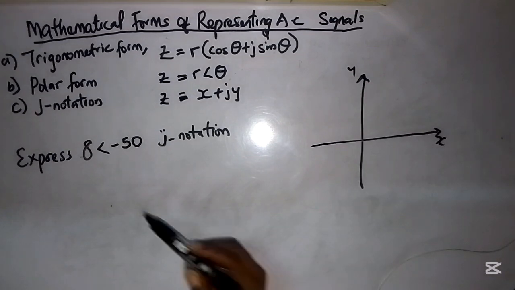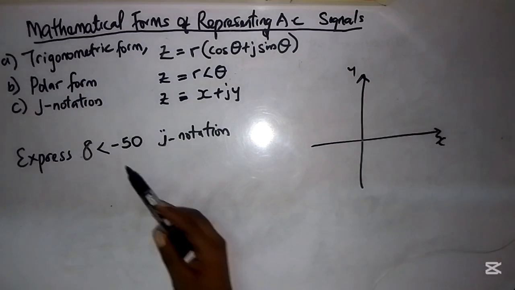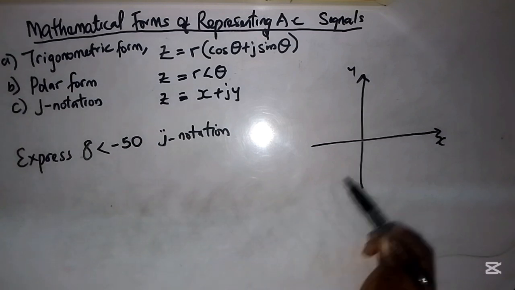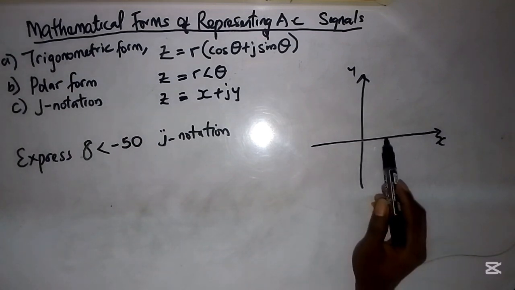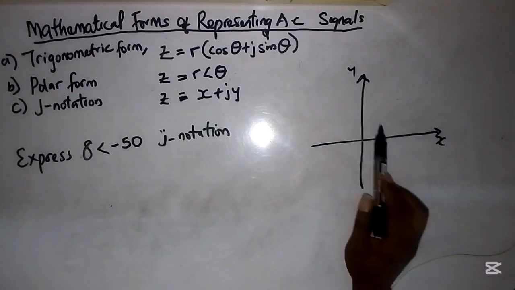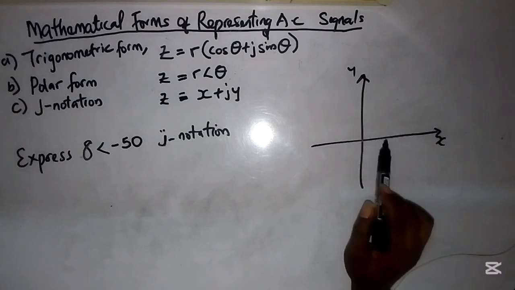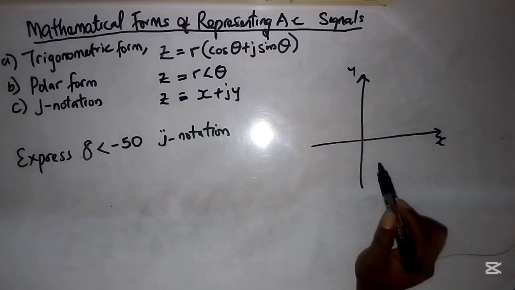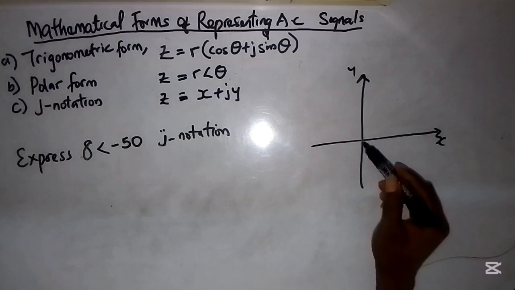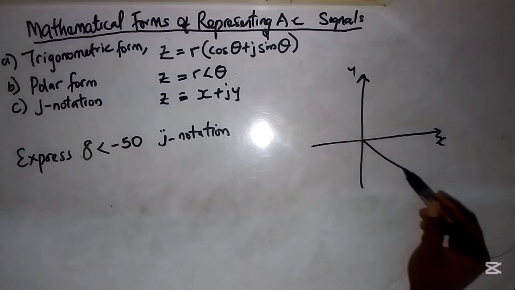So first thing is to look for the angle. We can see here we have minus 50. And remember, if I'm moving anti-clockwise, we count from 0 to 90. So if I'm moving clockwise, that means we're going the negative way. So therefore, our minus 50 can be seen from this angle.